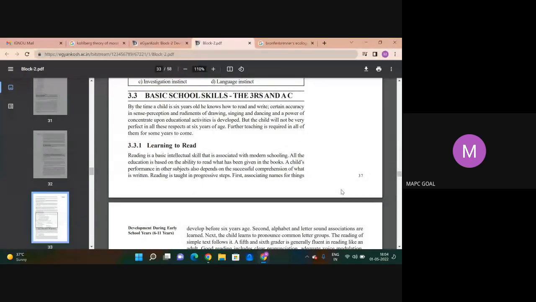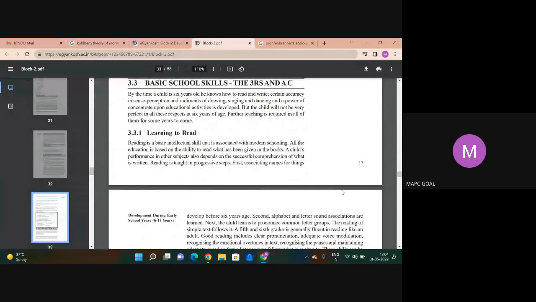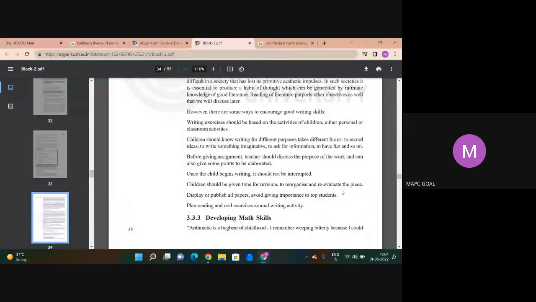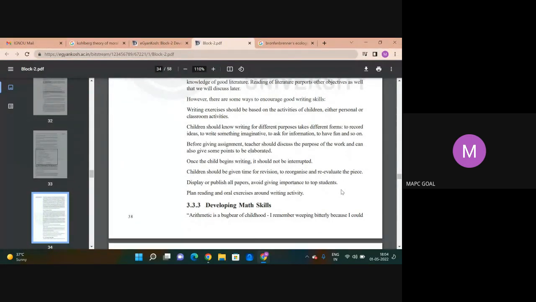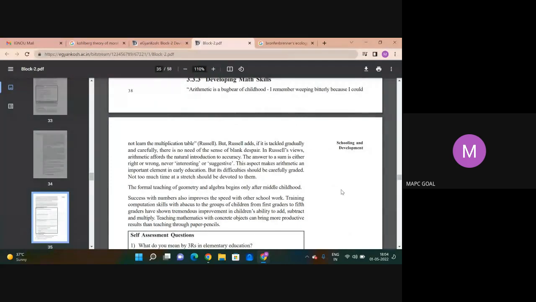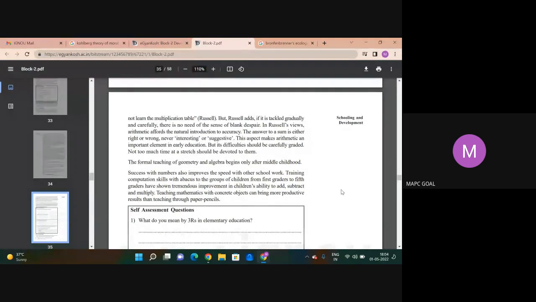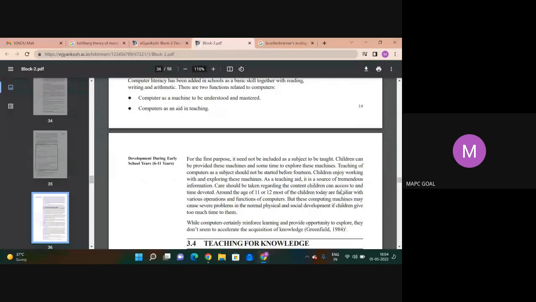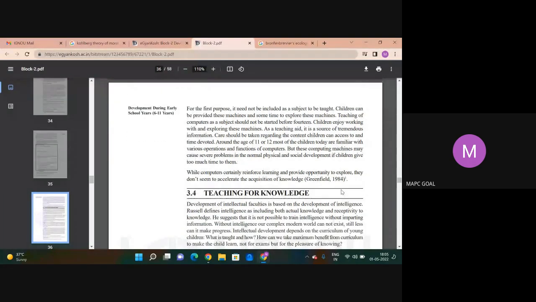This unit also talks about the three basic R's: learning to read, learning to write, and developing math skills, so reading, writing, and maths. You might have seen that certain parents take children to different language schools also. So proper language training is also done at this age, 4 to 6 years. Then computer skills also. Children need to start learning computers by around the age of 11 or 12 years. Again, it is supported by Greenfield 1984.